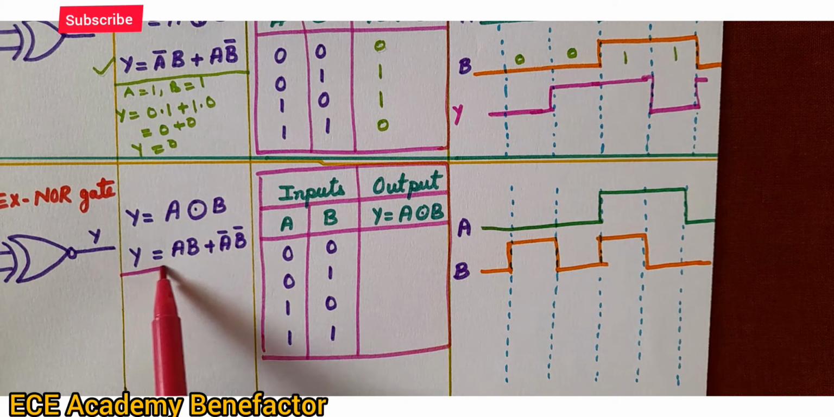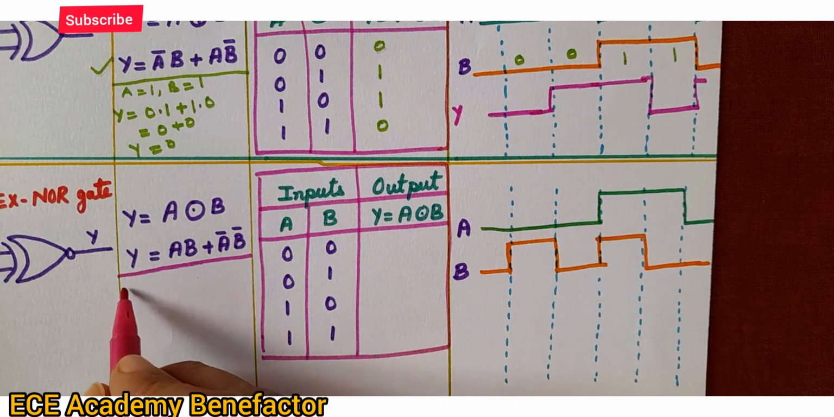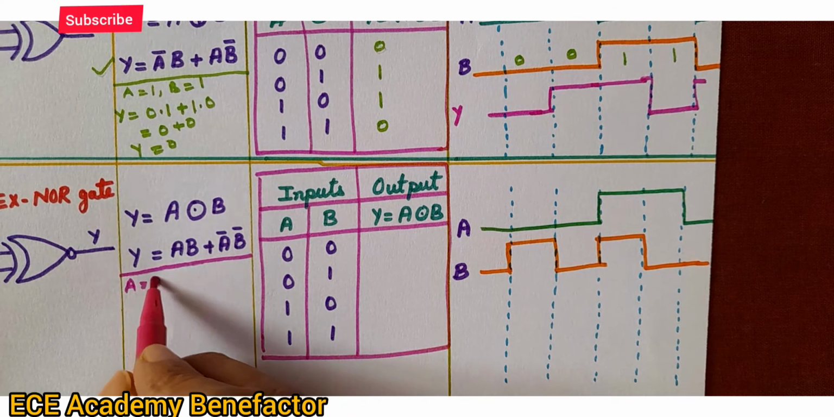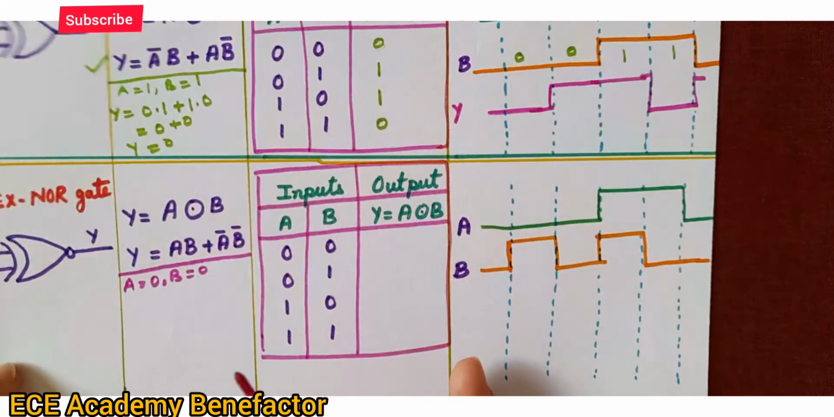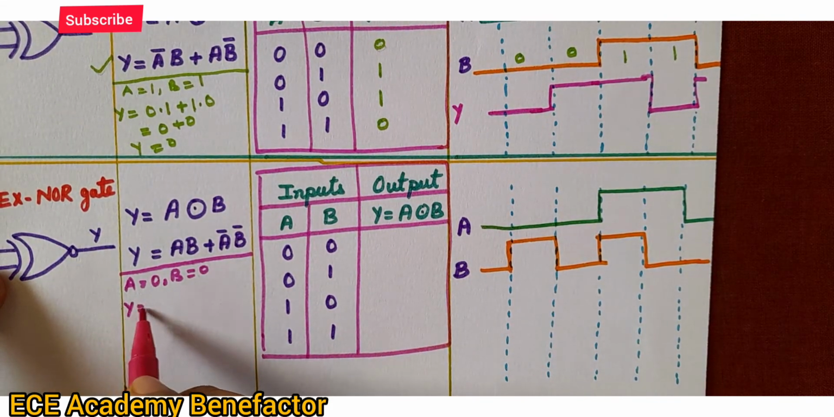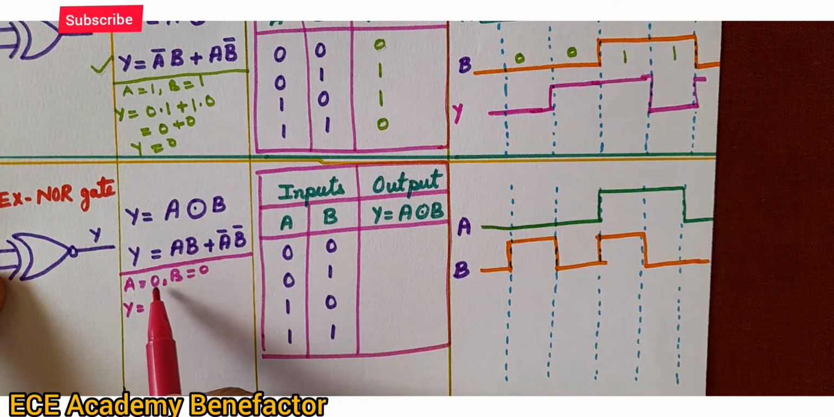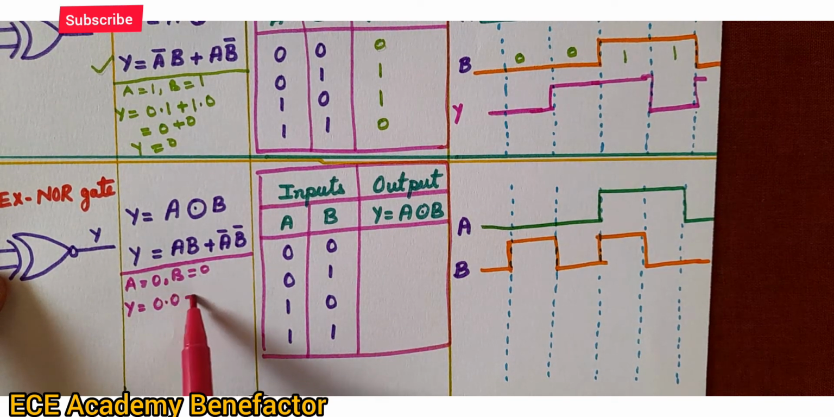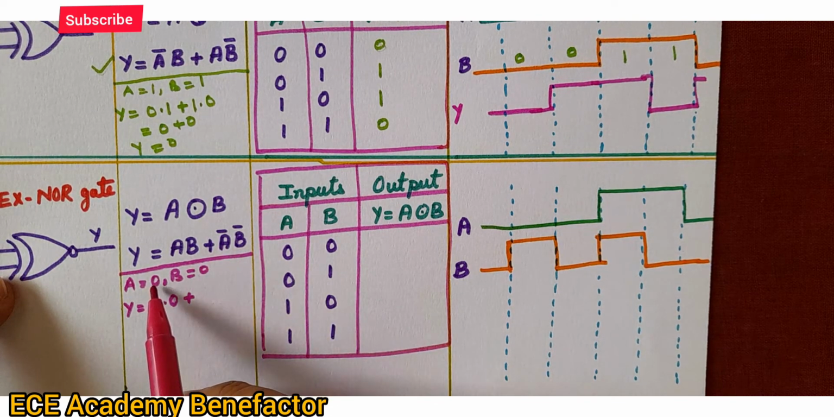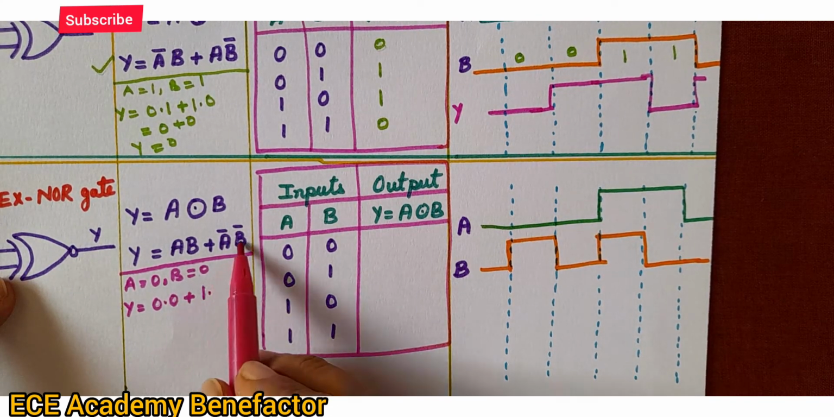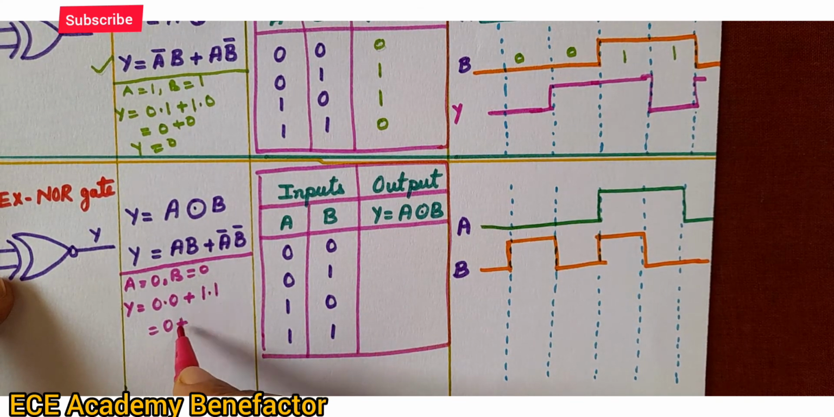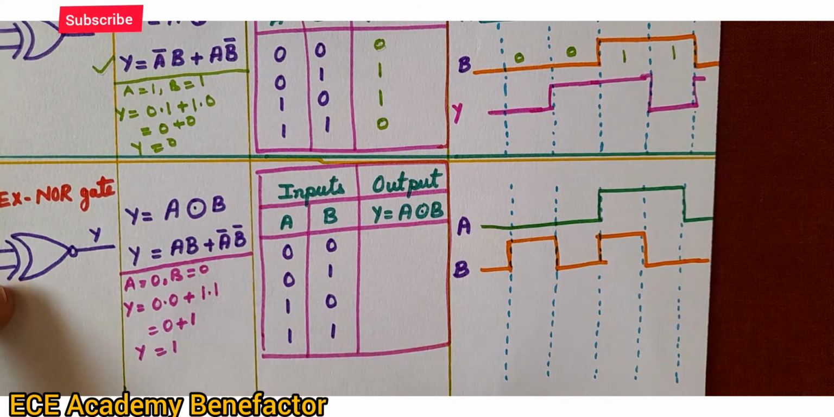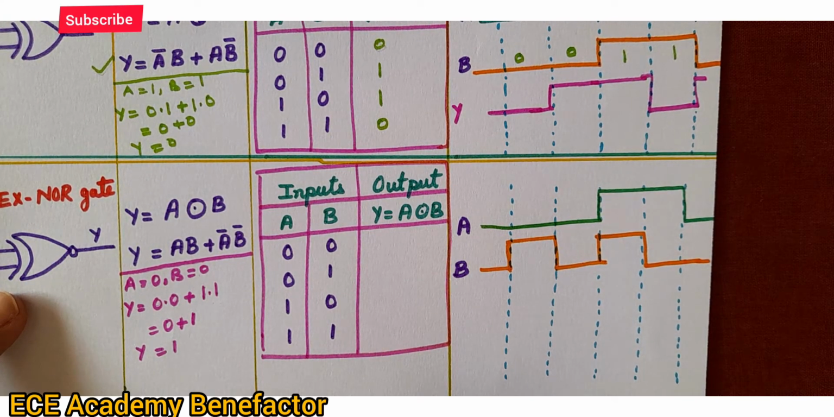So let me check the condition here. If A is equal to 0 and B is equal to 0, let me check for this truth table. So what is the Y expression? A dot B, where A is 0, B is 0: 0 dot 0, plus A bar. A bar means 0 bar, which is 1, dot B bar. 0 will become 1. So it will become 0 dot 0 is 0, plus 1 dot 1 is 1. So we will get the output as 1. Like this, the output is coming to be 1.